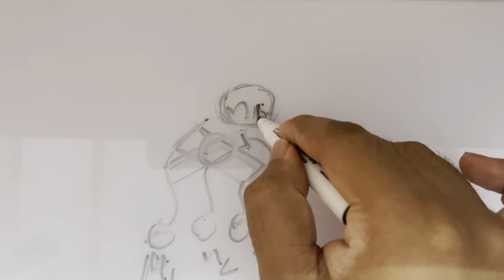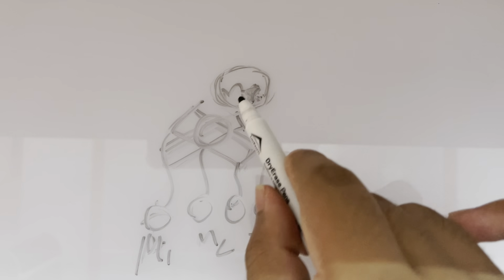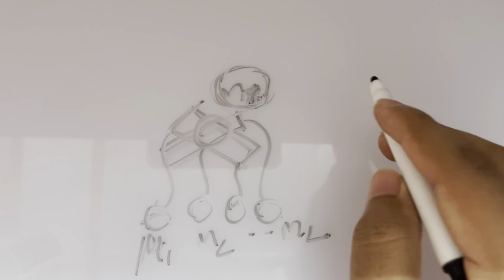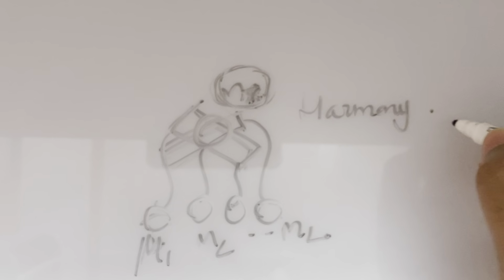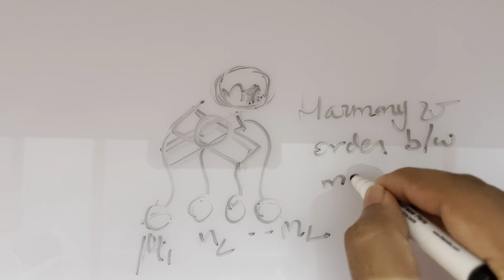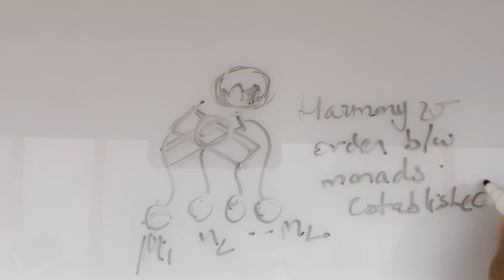Let us have all the monads here, M1, M2, all the lower monads we can denote as M-L, and the highest monad we can denote with M-star. So here we have the monas monadum orchestrating the activities and functions of all the monads. Harmony and order between monads, established by God.